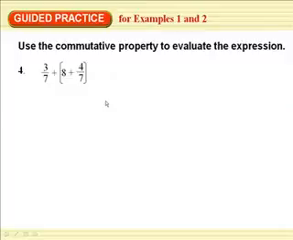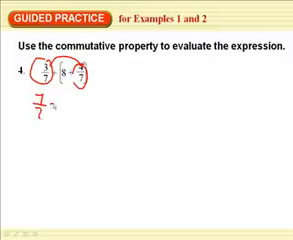Use the commutative property to evaluate the expression. So you'll notice, just because these brackets are here, since it's addition, it does not matter the order. So let's add the two fractions together. They already have common denominators. So you add the tops and you get 7/7, and 7/7 is equal to 1. So you end up with just 1 plus 8, which is 9.